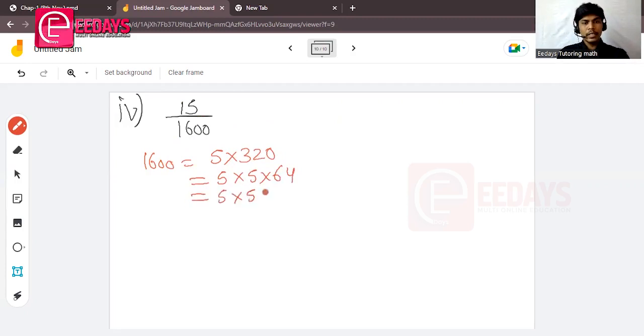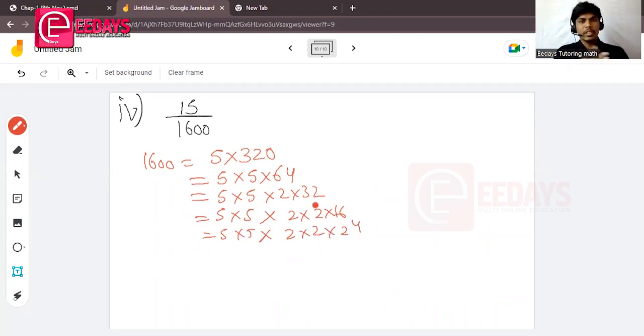64 you can write as 2 into 32, and 32 is 2 into 16. 16 we can write as 2 power 4. I'm writing directly because I think you already know the expansion. So finally what we get? 5 square into 2 power, how many 2s are there? 6. So 5 square into 2 power 6.